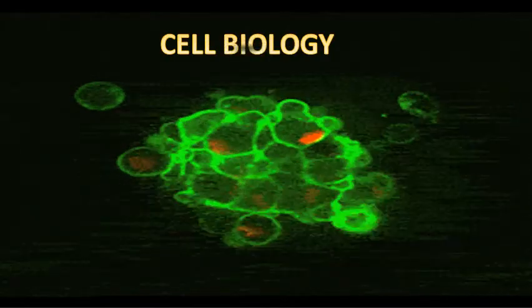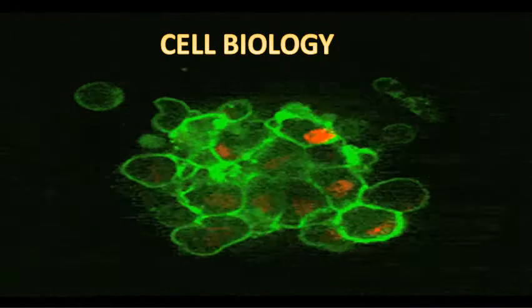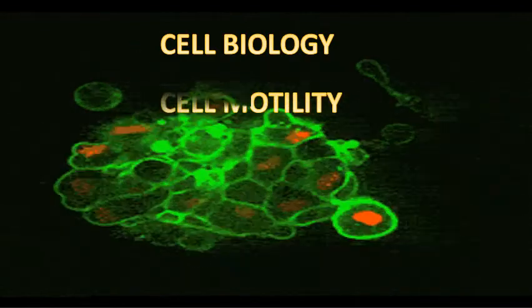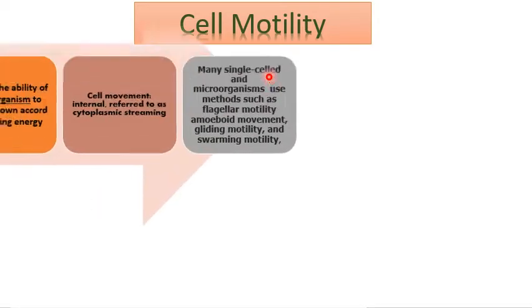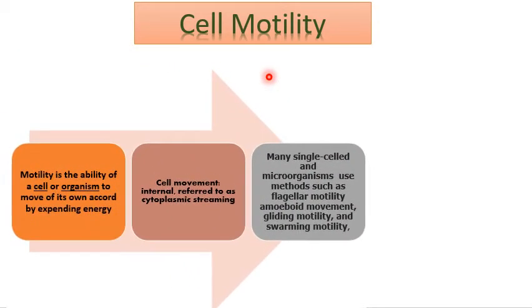Let's move on to the next chapter in cell biology, that is cell motility. Cell motility is the ability of the cell to move from one location to another with the help of taking up energy. And this type of movement is called cytoplasmic streaming. It might be a single-cell organism or a multicellular organism.